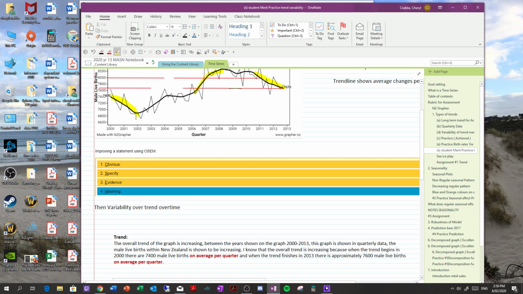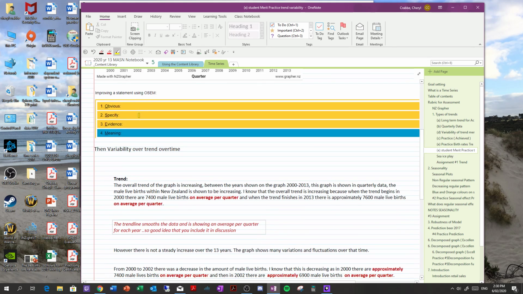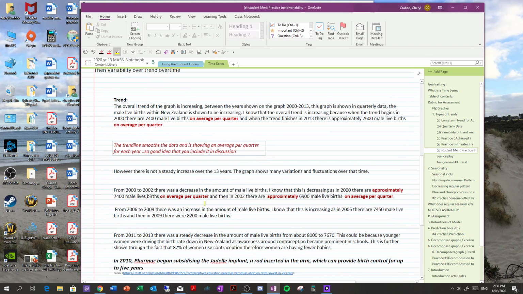about, maybe, 6,900 male live births. So there's a fairly steady decrease. The numbers you can estimate. So from 2000 to 2002, there was a decrease in the amount of male live births.